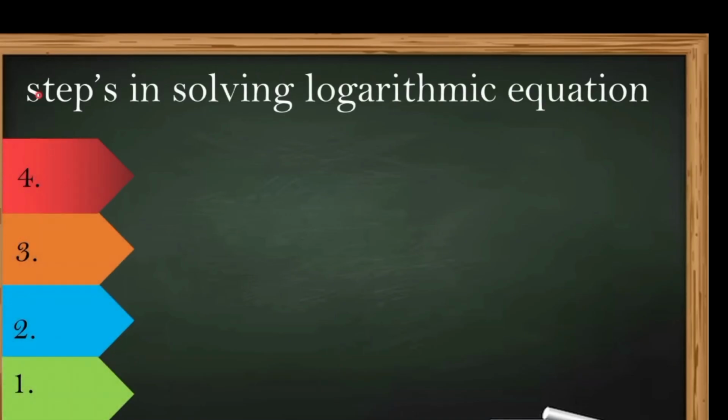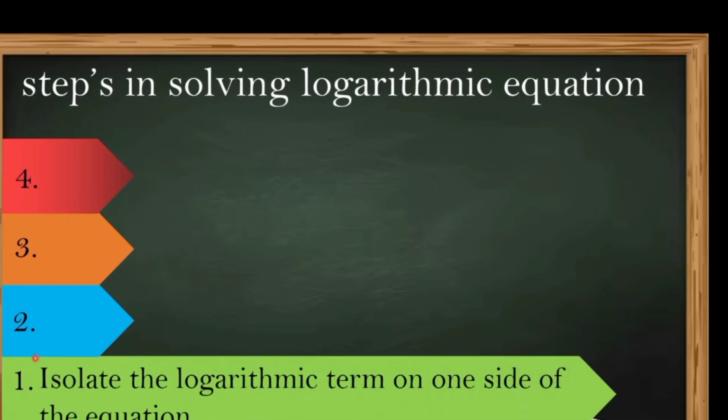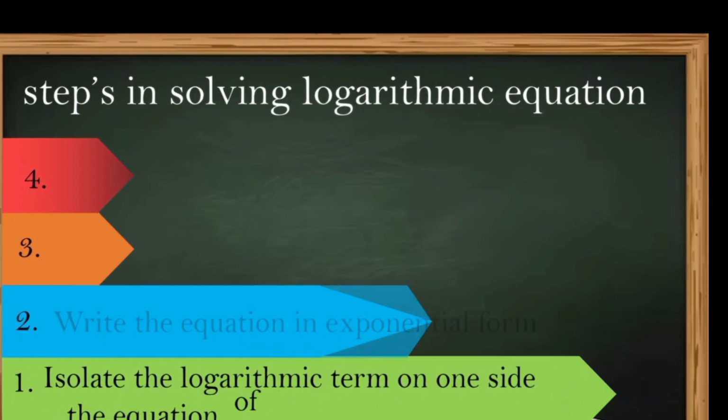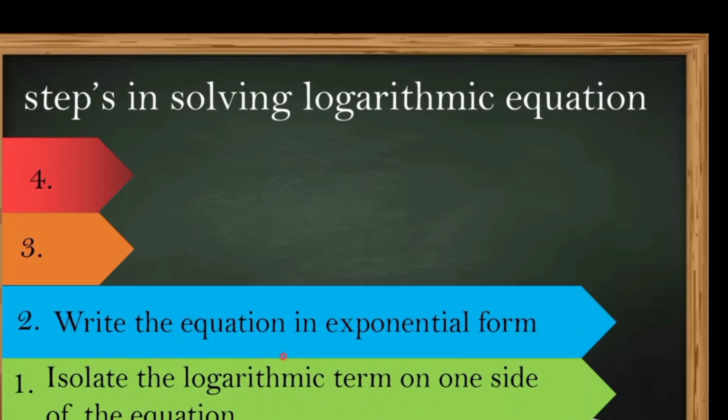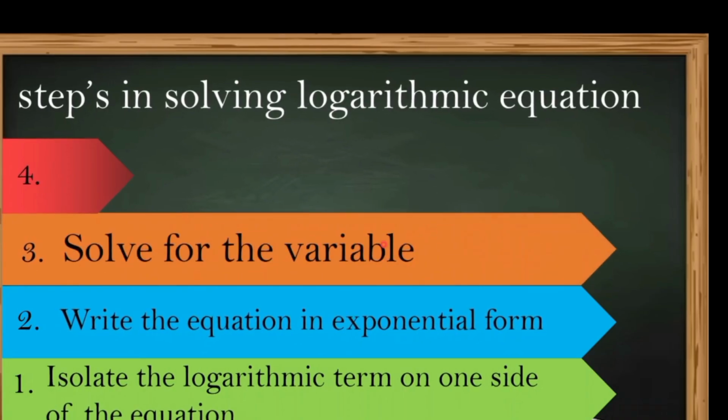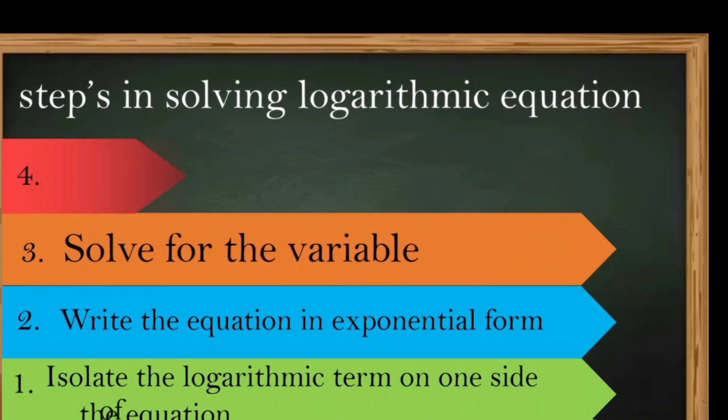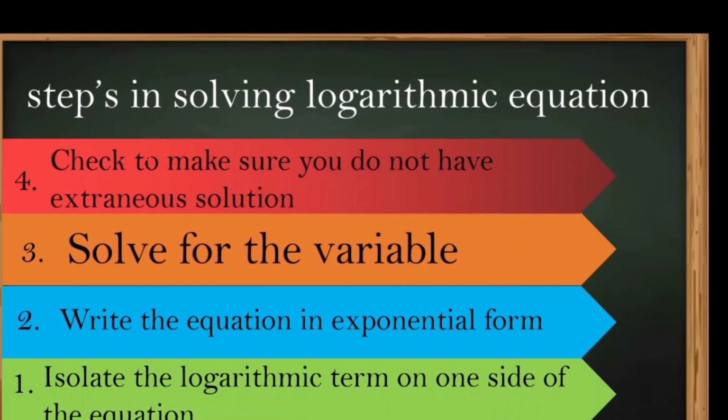We have our steps in solving a logarithmic equation. Right now on the screen we have 1, 2, 3, 4. Number 1, isolate the logarithm in terms of the equation. Second, write the equation in exponential form. Number 3, solve for the variable. And lastly, number 4, check to make sure that you don't have extraneous solutions.